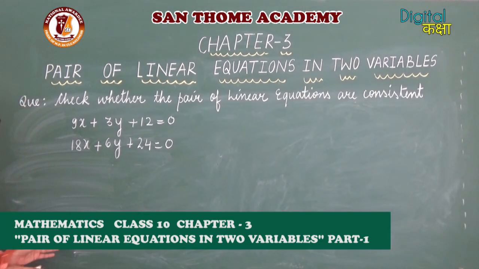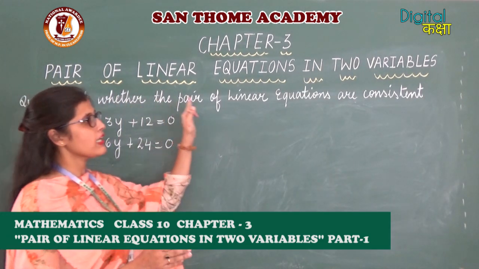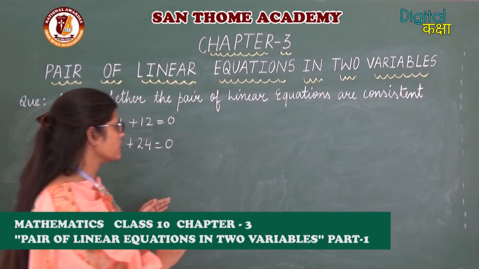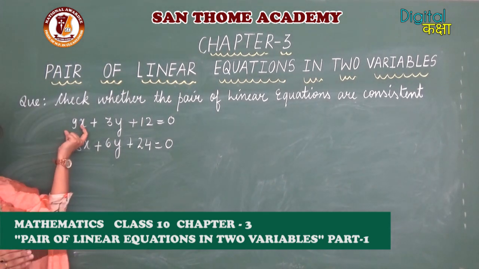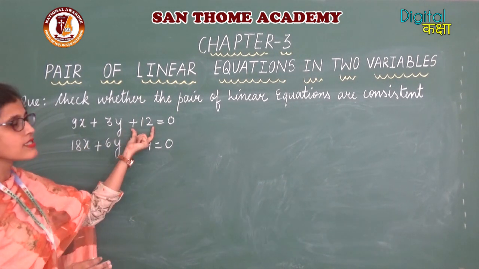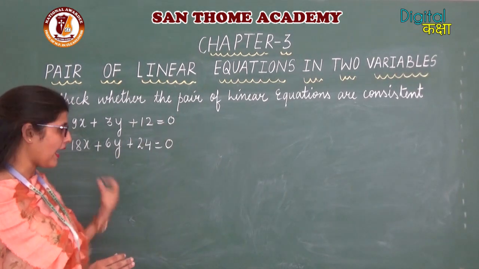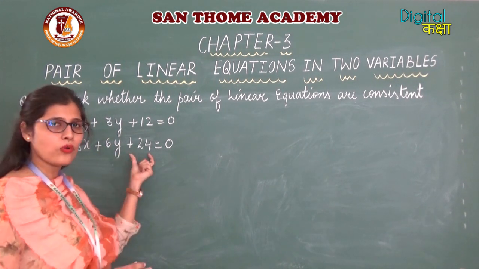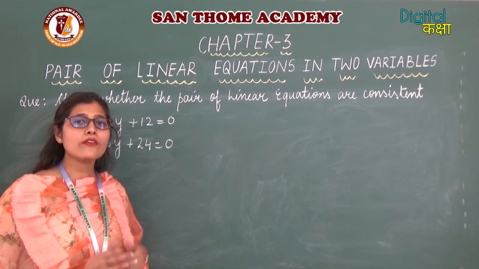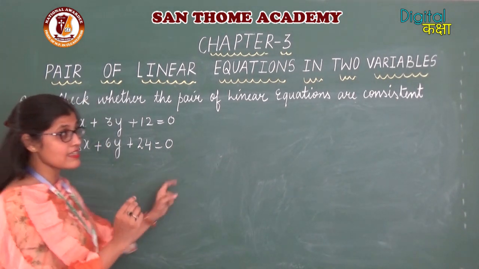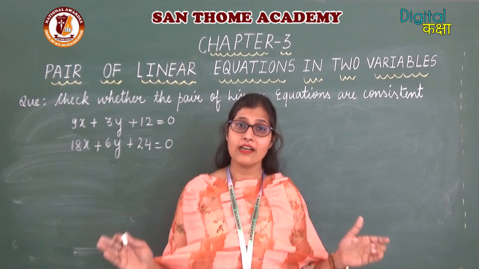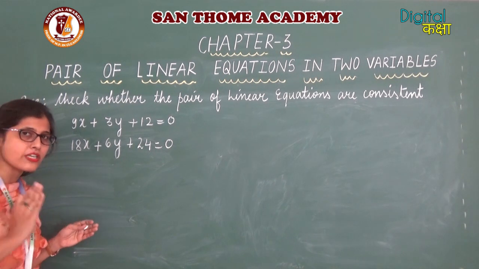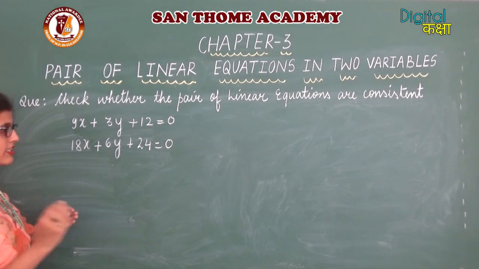Now, the question is, you have to check whether the pair of linear equations are consistent. Now, the linear equations are 9x plus 3y plus 12 equals 0 and 18x plus 6y plus 24 equals 0. Now here we will be checking the consistency by comparing the ratios. So first of all, let us see what are the coefficients of x, y and what is the constant.